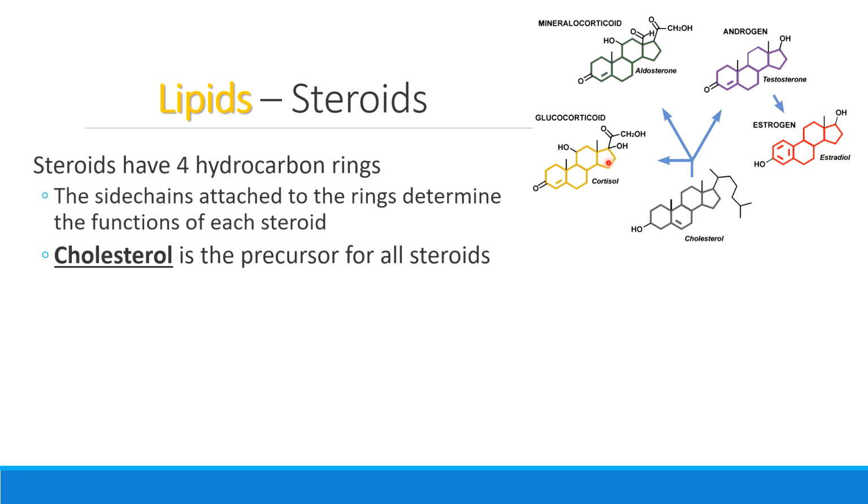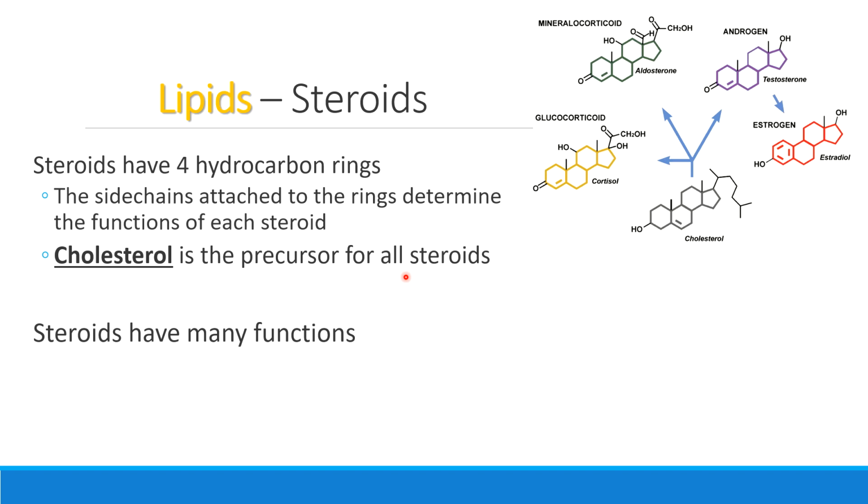All of these steroids are formed from the same precursor molecule. We always start with cholesterol. So cholesterol with its 4 carbon rings gets modified into each of these structures that we see around here, each of my steroids.